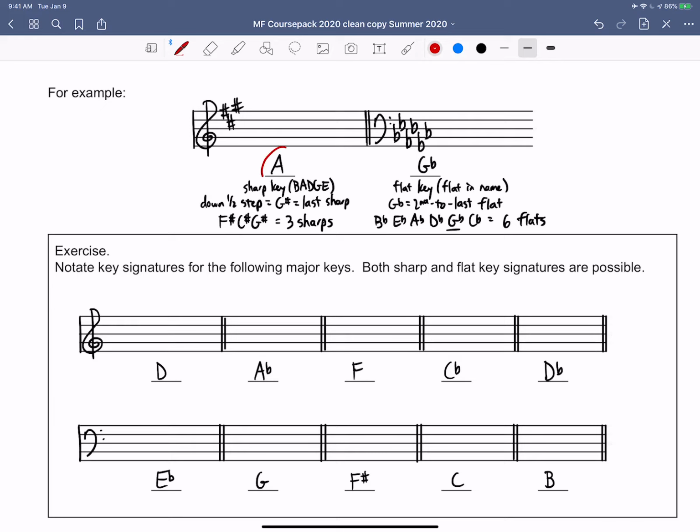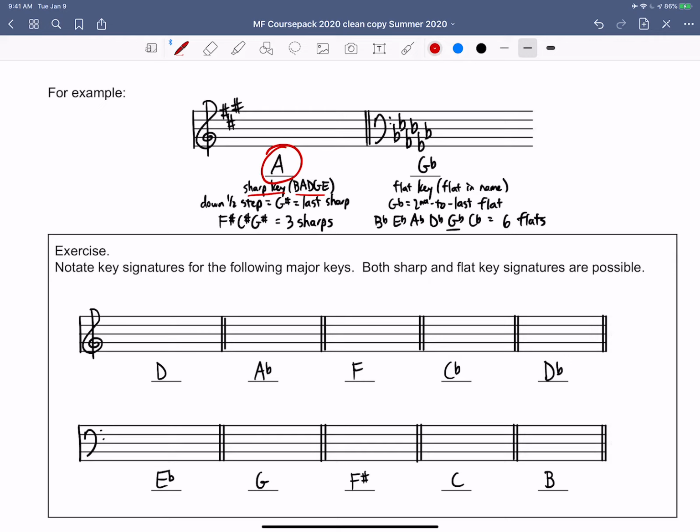So this is your starting point, and I grant you that the answer is already visible, but let's work through it together. So the starting point is A major. Well, is that going to be a sharp key or flat key? Well, A is part of badge, right? So it is therefore a sharp key because it belongs to that word. That's just a little mnemonic that you can use to keep track of your sharp keys and flat keys.